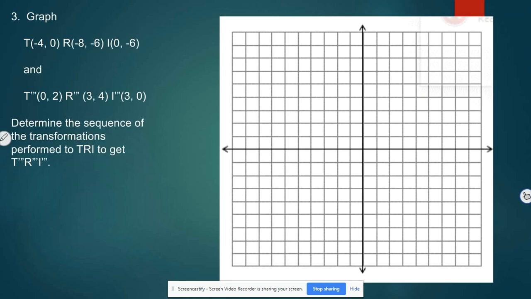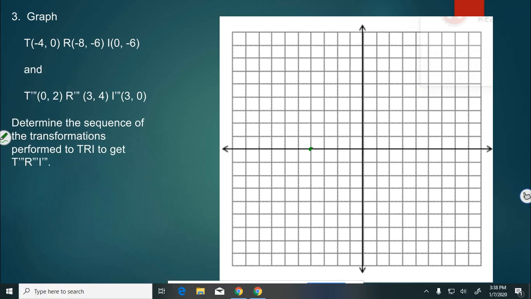All right, number 3. So again, now we have to graph those two shapes. Notice that in the second shape, we have 3 prime signs, which tells us that 3 transformations are going to happen. So let's start by graphing TRI. So T is at -4, 0, so that's left 4, stay at 0. R is at -8, -6, so that's left 8 and up 6. And I is at 0, -6, so that's staying at 0 and going down 6.